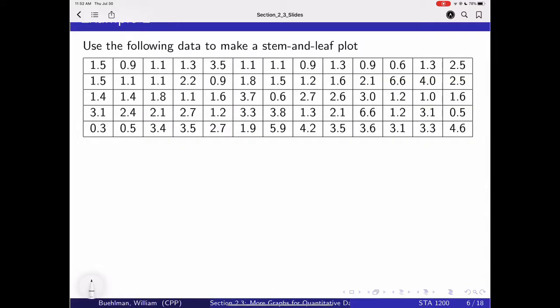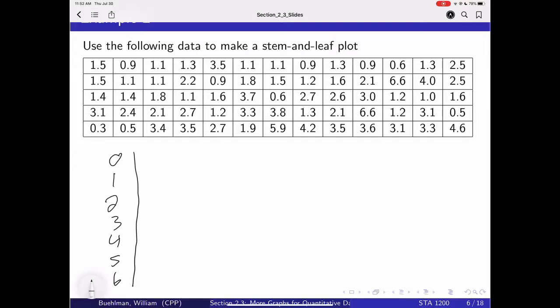Alright, so here's example 2. In this case, we have decimal values, right? We have 1.5, 0.9, 1.1, etc. So our stems here are going to be what's to the left of the decimal. So 1, 0, 3, those. So we have 0, 1, 2, 3, 4, 5, and 6. If we look at all of our numbers, those are the stems we're going to need.